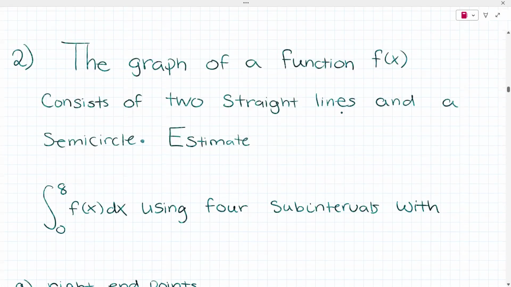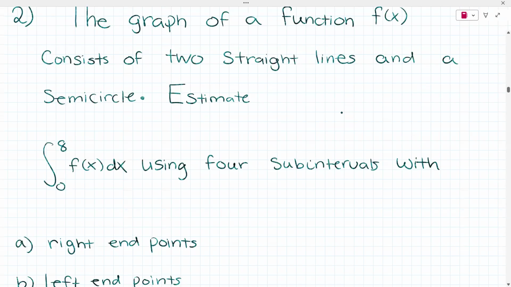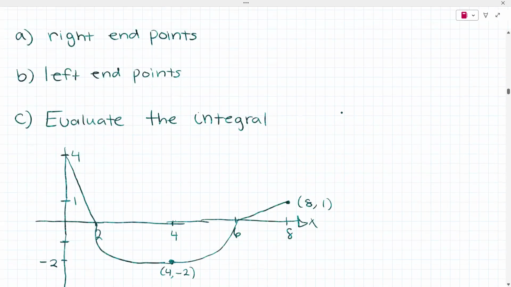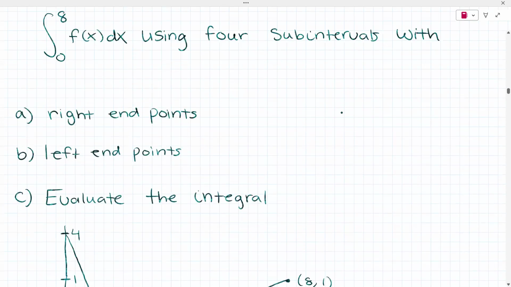Okay, so let's move on to example 2, question 2. Number 2 says the graph of a function f of x consists of two straight lines and a semicircle. Estimate the integral from 0 to 8 of f of x dx using four subintervals with A, right endpoints, B, left endpoints, C, evaluate the integral. So here we have this graph, right? We're supposed to find the right endpoints, the left endpoints, and then evaluate the integral.